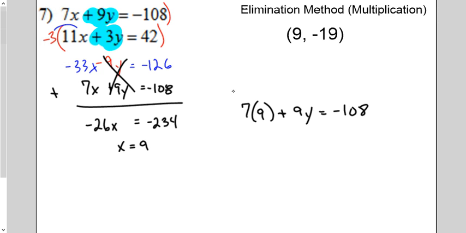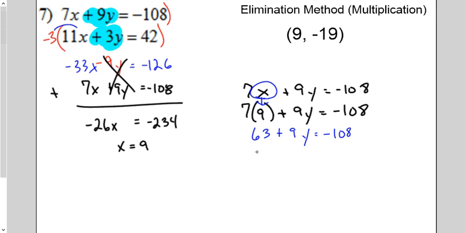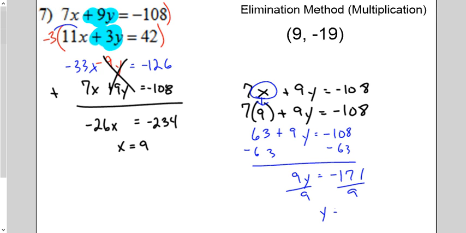Now again, my equation was 7x plus 9y equals negative 108. You can choose any of the equations. I chose this one. This x we know is 9, and so I made it 9. And what's that x doing to the 7? It's multiplying it. So this 9 is still going to multiply the 7, and that's 63 plus 9y equals negative 108. Minus both of them by 63. And then I can divide both by 9, and that equals negative 19.